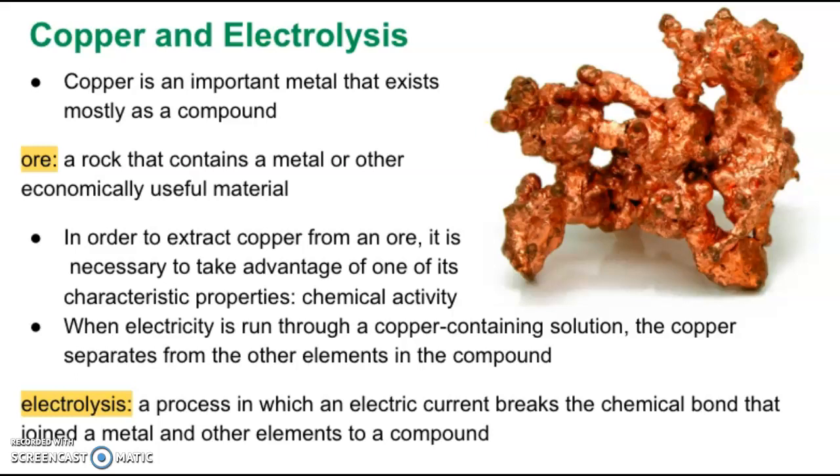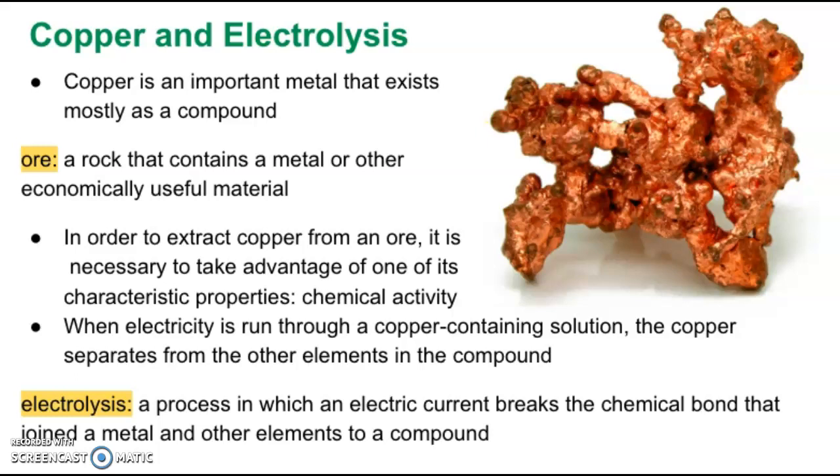Copper is another important metal, and copper is unique because unlike gold, it doesn't exist in its pure form out in the natural world. Most of the time, we find copper existing as a compound. Remember that a compound is a combination of different elements to form something with new properties. When we're talking about it in the context of metal, we call it an ore.